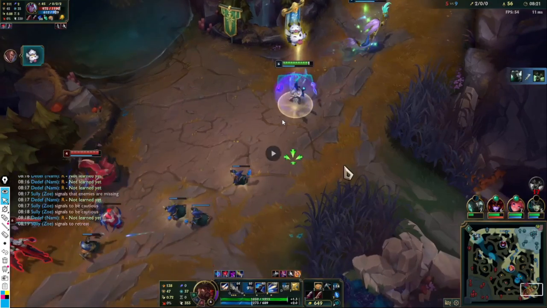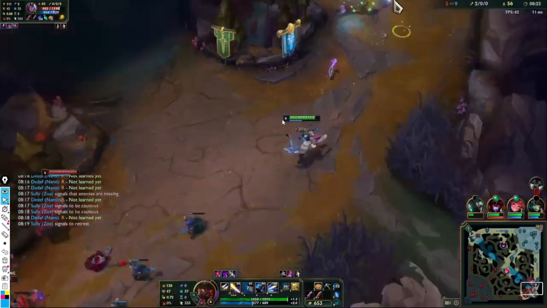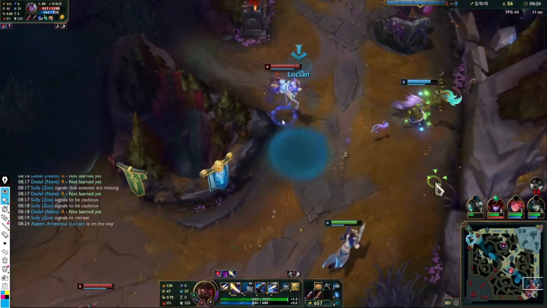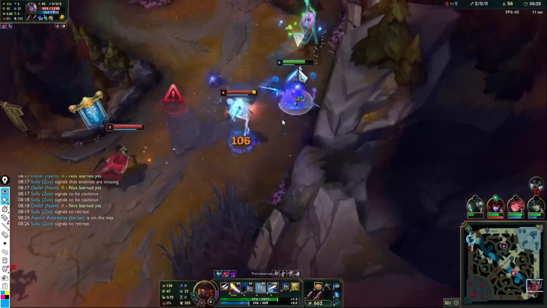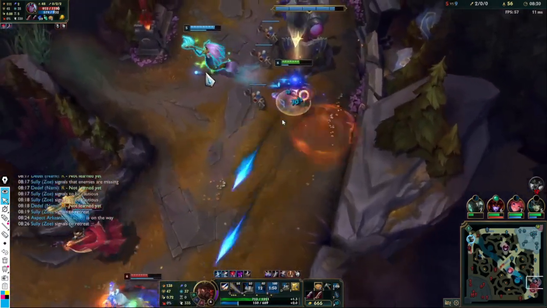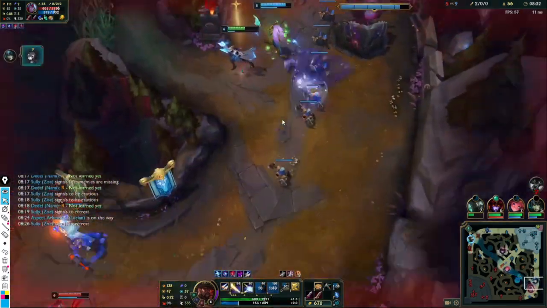And then Varus hits 6 and I immediately run away. But I'm going to keep them interested. And then the second I see Lilia, I just E away and I ult her to get her away from us. And then we call it a day.